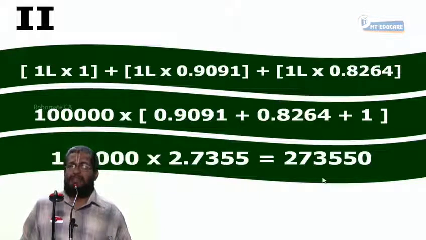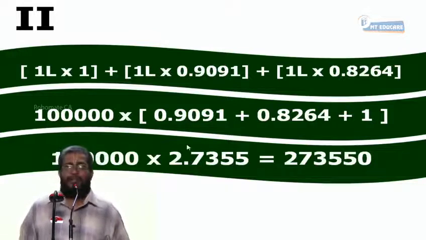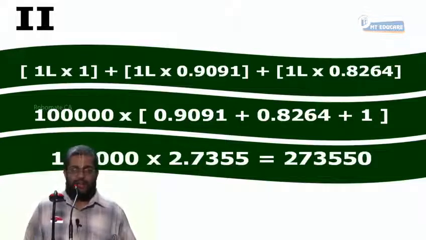2 lakh 73,550 is called as what? Discounted cash flow. Cash flow into annuity factor is equal to discounted cash flow.